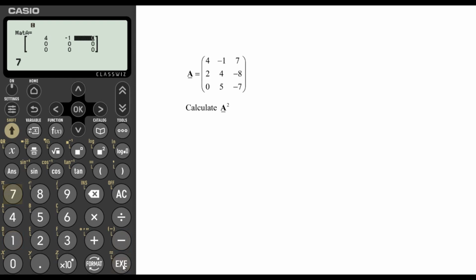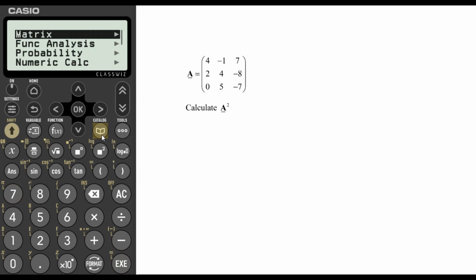7, 2, 4, minus 8, 0, 5, minus 7. Matrix A is now stored into the calculator, and we want to work out A squared.